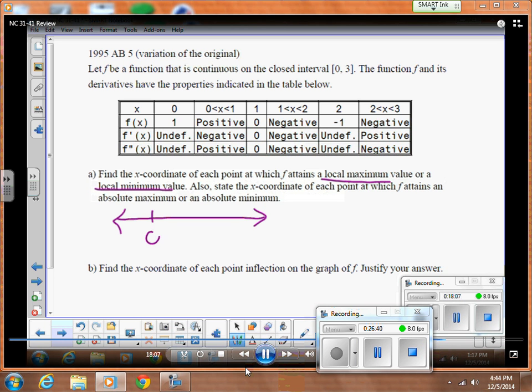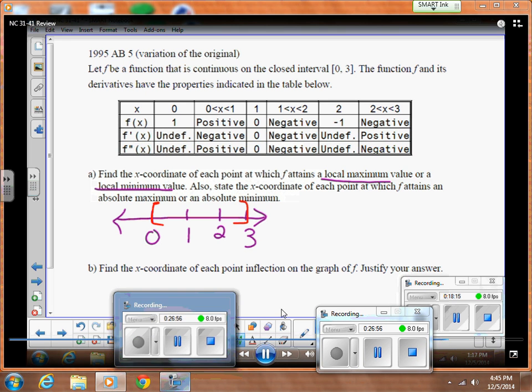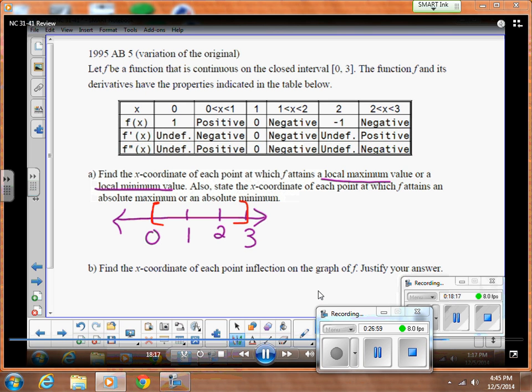When we're looking for local max and mins, we set up our number line, and we need to check all our points. So my points are from 0 to 3. The important points given to me here were 0, 1, 2, and of course I need to include 3 because that's the interval. If I'm looking for a local max or min, we need to work with the first derivative. So if I come back to the chart, the first derivative between 0 and 1 is negative, between 1 and 2 is negative, between 2 and 3 it's positive.